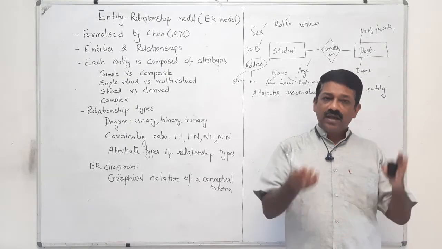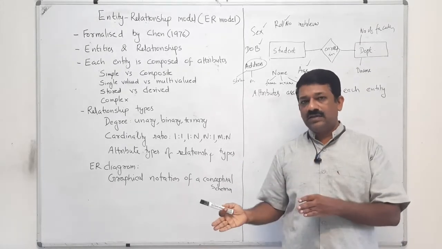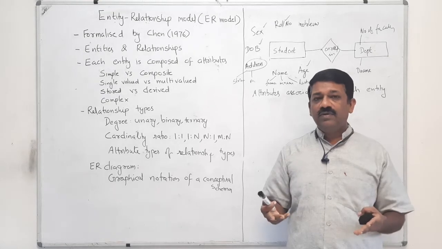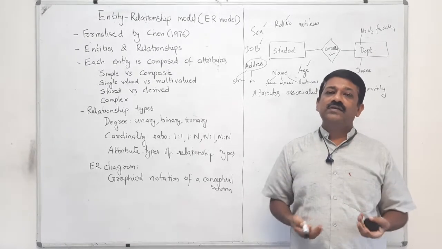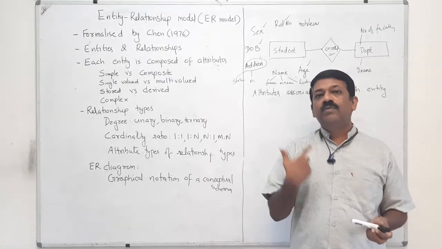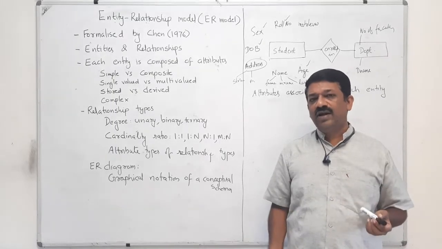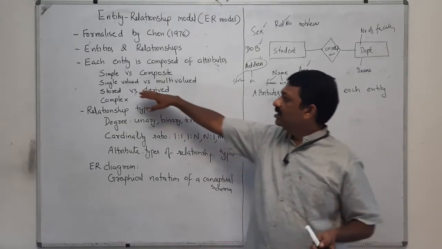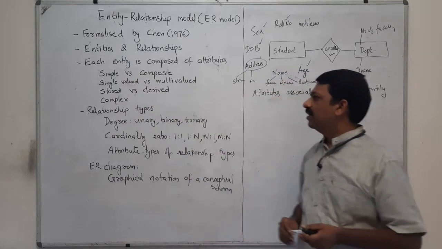So single valued means it can contain only a single value. Sex of a person can be either male, female or transgender. Multi-valued means, for example, if they are asking for your mobile number, multiple mobile numbers, that means it is a multi-valued attribute. So that is about single valued versus multi-valued.